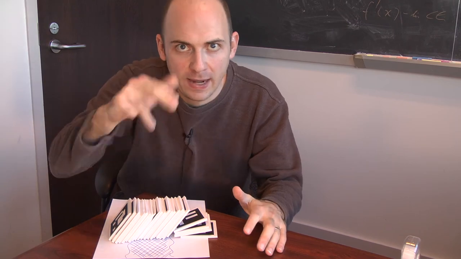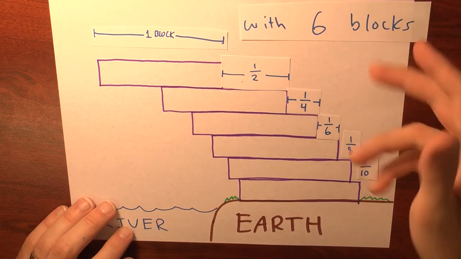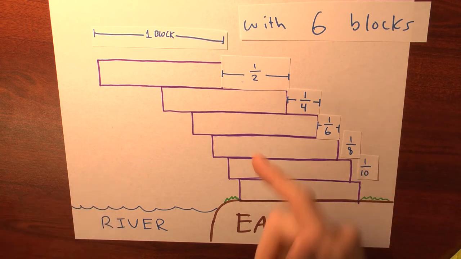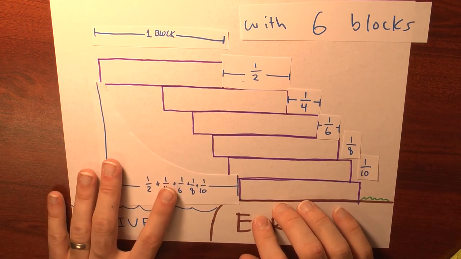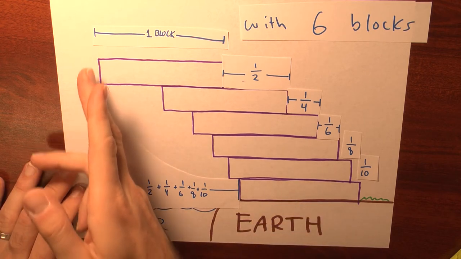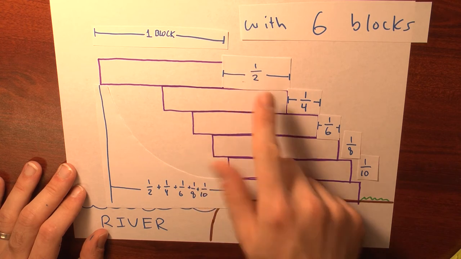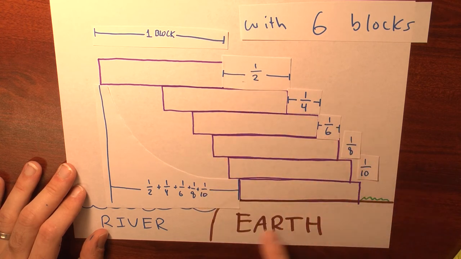So it's stable. But now, what kind of overhang can I get with that configuration? So in this case, I just used 6 blocks, but the total overhang is easy to calculate, right? I want to calculate the total overhang. It's the distance from the left edge of the top block to the left edge of the bottom block. And it's just 1/2 plus 1/4 plus 1/6 plus 1/8 plus 1/10. It's the total amount that I shifted all the blocks over by.